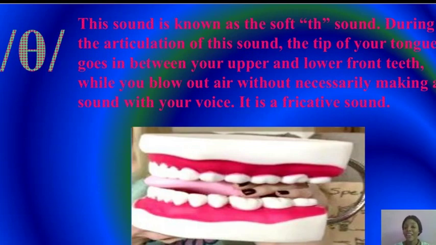Now you let out the air gradually. I'm not making any sound with my voice. You can't hear any sound that I'm making with my voice, but I'm letting out air. So do the same. If you are doing that, congratulations, you have just articulated the soft TH sound.